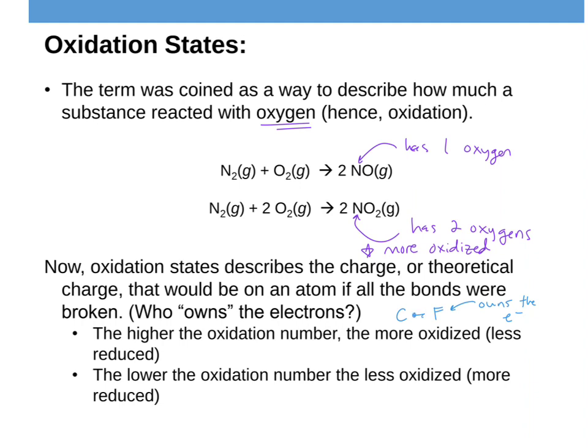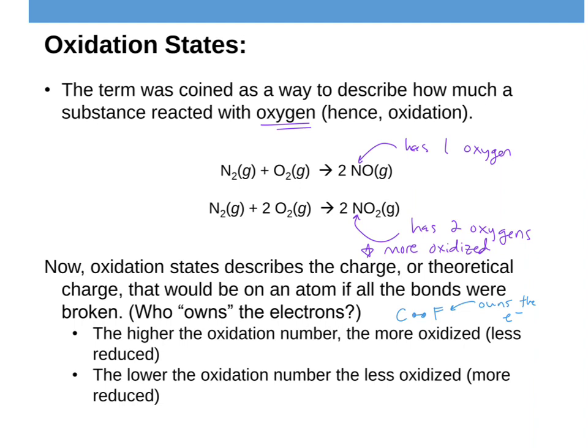Fluorine owns these two electrons in this bond. They belong to fluorine, and that's just because fluorine is more electronegative. It pulls harder on electrons, it wants electrons more than carbon in this case. So in this bond, those two electrons belong to fluorine, not carbon, and we give them charges based on that idea, which we'll see more in a second. The higher an oxidation number is, the more oxidized it gets. The lower an oxidation number is, the less oxidized it gets.